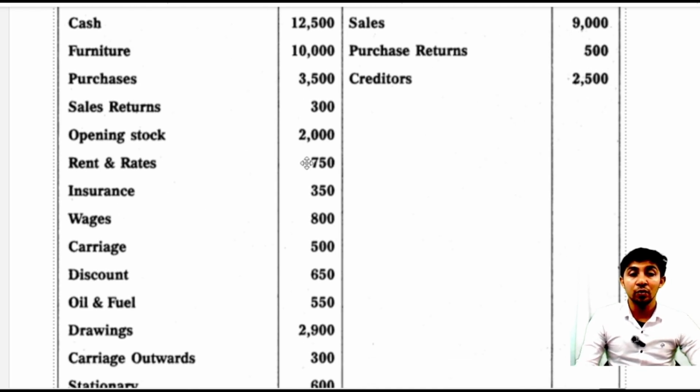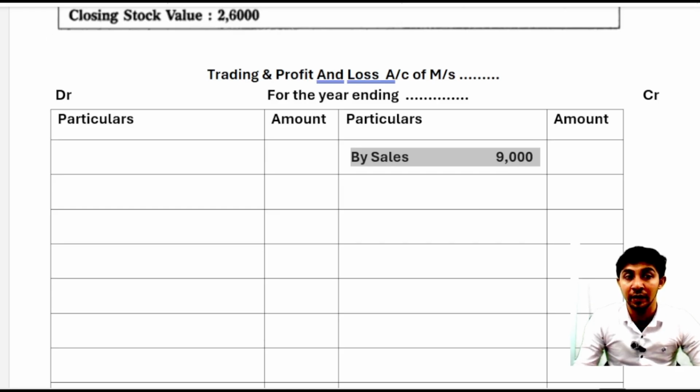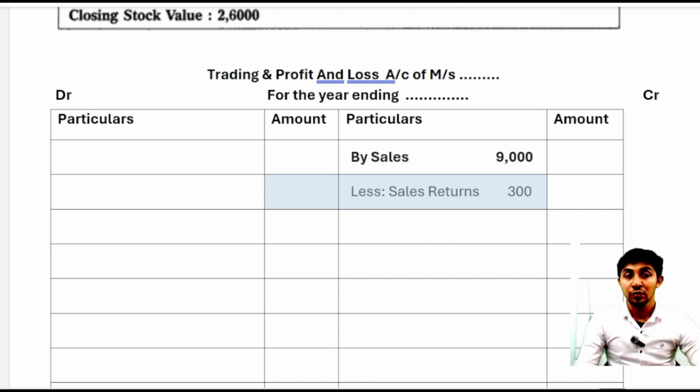So what we need to do? We need to write the amount of sales in the inner column. Right beside the amount column, we write 9,000. Then from this 9,000, we need to deduct the amount of sales return, that is 300. So the net sales will be 8,700. This is the first item of the trading account credit side.